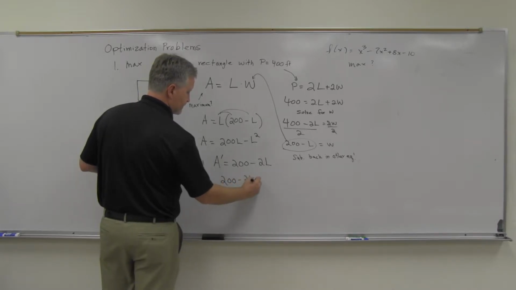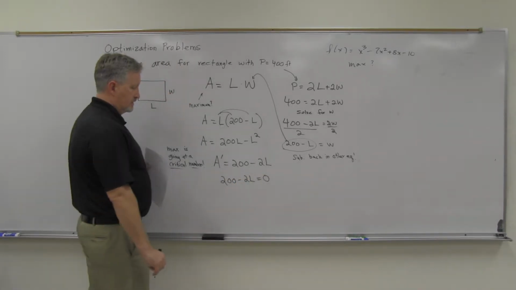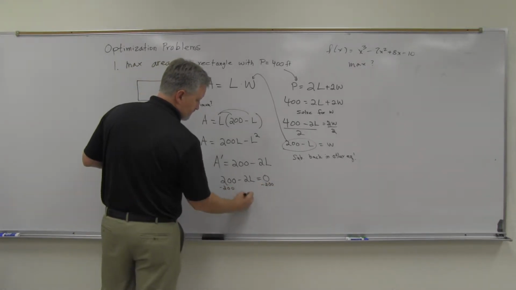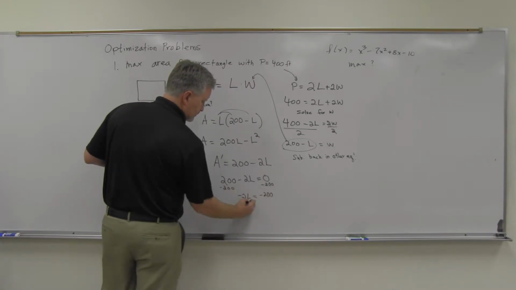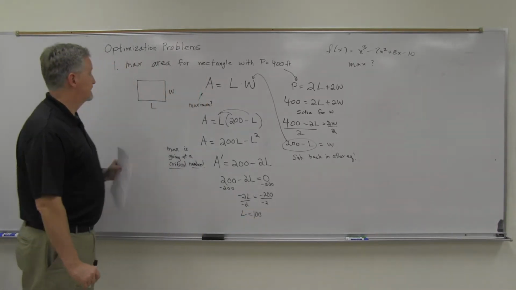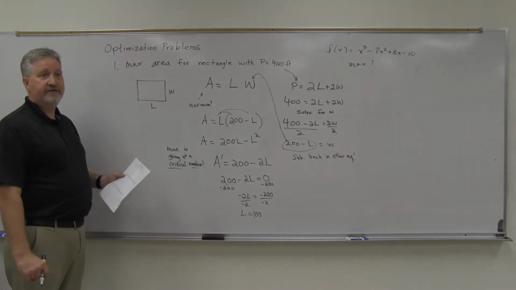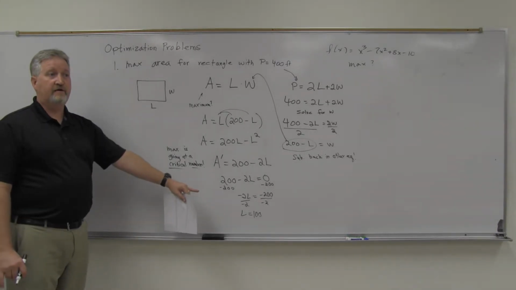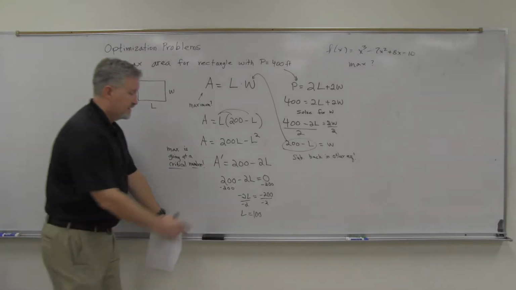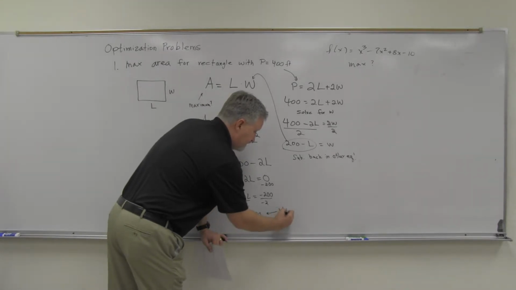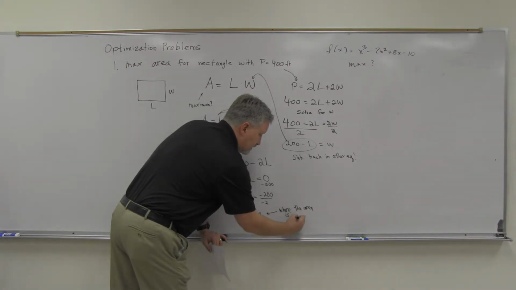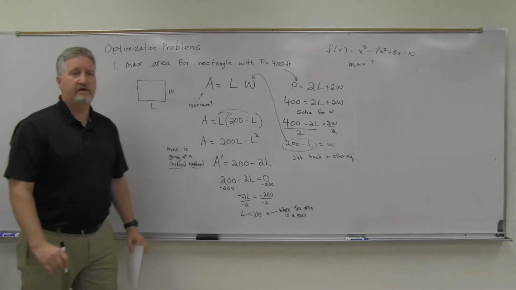Critical number, so I'll set that equal to 0. The critical number here. Subtract 200, divide by -2, however you want to do it. L equals 100. What is the maximum area? Well, that's the length of the thing that gives me the maximum area. Okay? So this L is 100 is where I would have a maximum area. It's where the area is maximum.